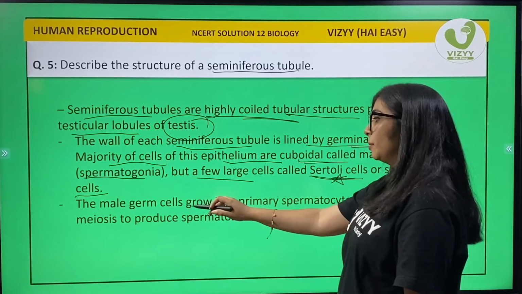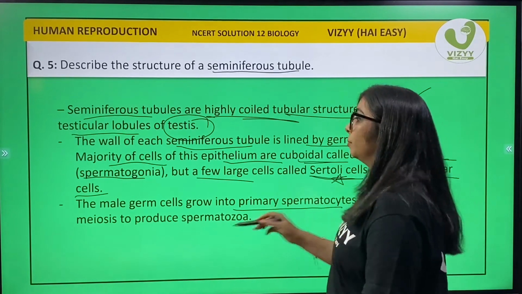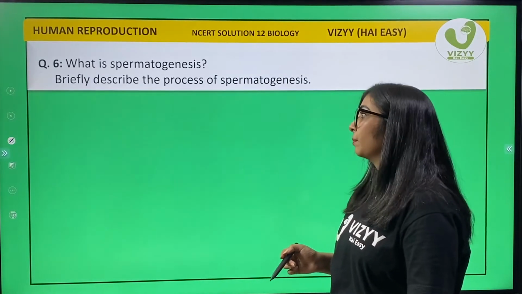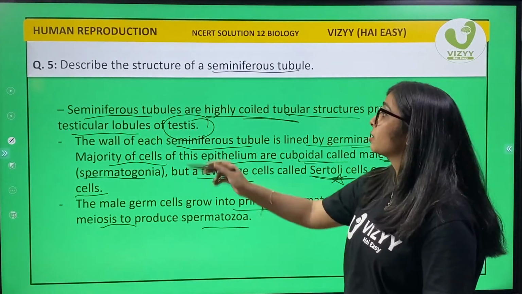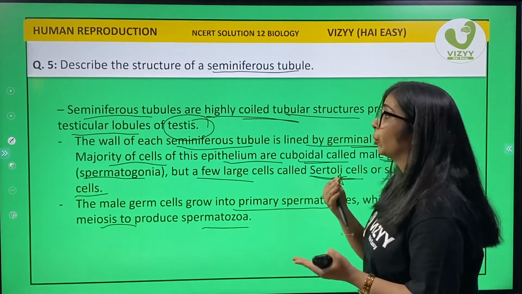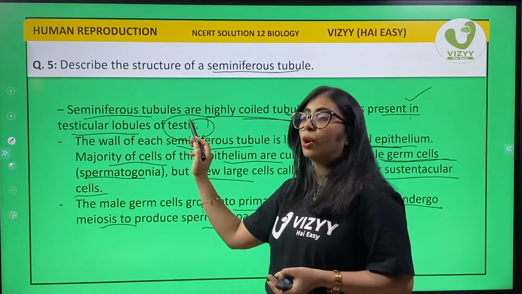The male germ cells grow into primary spermatocytes which undergo meiosis and produce spermatozoa. So students, what are seminiferous tubules? Seminiferous tubules are highly convoluted structures or coiled tubes found in testicular lobules of the testes.